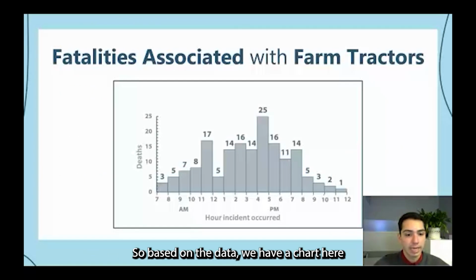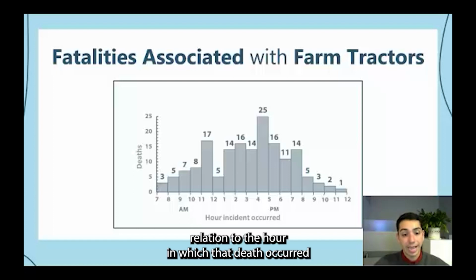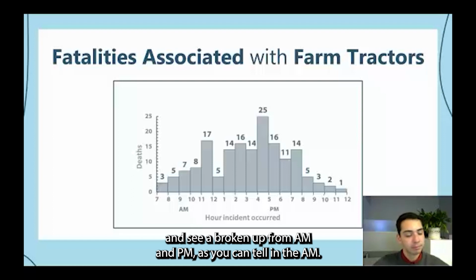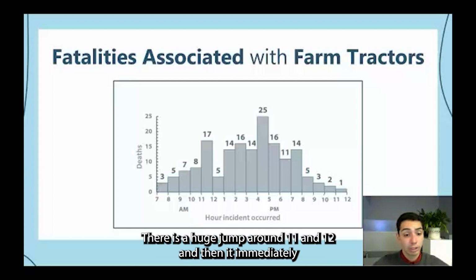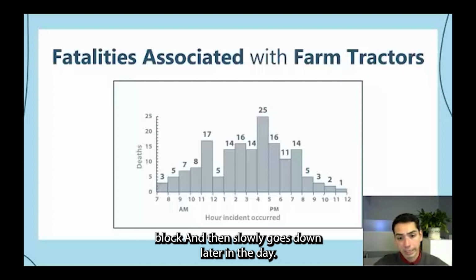Based on the data, we have a chart here where the number of deaths is looked at in relation to the hour in which that death occurred. And you see it broken up from AM and PM. As you could tell, in the AM there is a huge jump around 11 and 12, and then it immediately drops down between 12 to 1. And then another spike around the 4 to 5 PM block, and then slowly goes down later in the day.